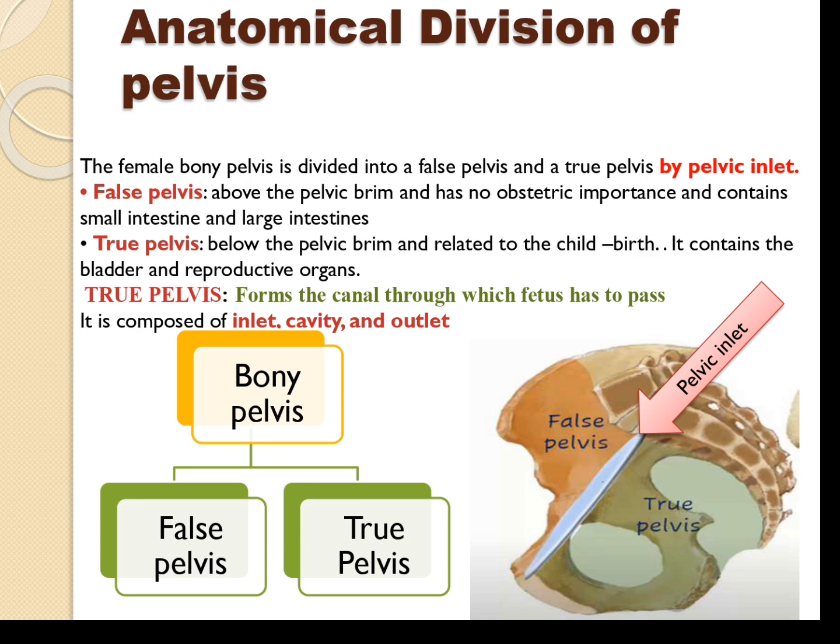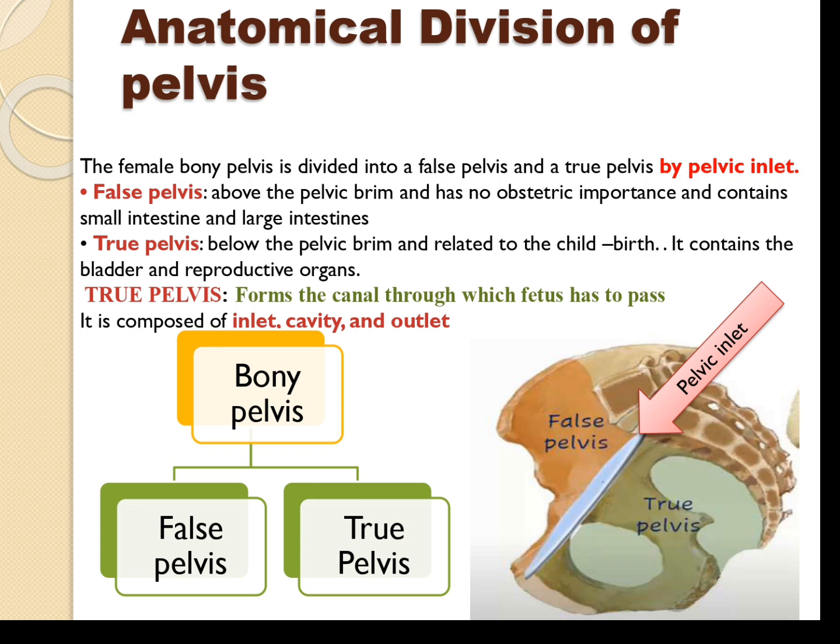True pelvis or lesser pelvis forms the canal through which fetus has to pass. It is divided into pelvic inlet, pelvic cavity, and pelvic outlet. Pelvic inlet lies at the level of pelvic brim. Pelvic cavity or mid pelvis lies at the level of ischial spine. Pelvic outlet lies at the level of ischial tuberosity.